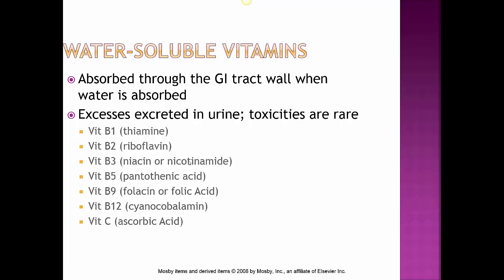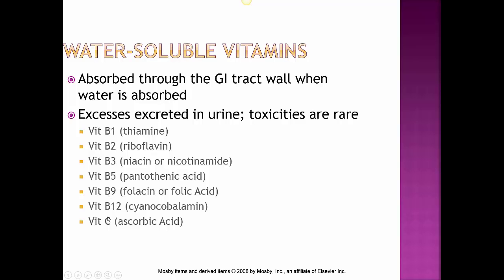Your water-soluble vitamins are easily absorbed through the GI tract in water. One thing to know is that a lot of times some of these can actually be made by the bacteria in your GI tract. So things like B1, B2, B3, B5, B9, and B12, which are thiamine, riboflavin, niacin, pantothenic acid, folic acid, and cyanocobalamin, can be made and absorbed across the cell membranes from the bacteria. They can also be ingested from food sources.